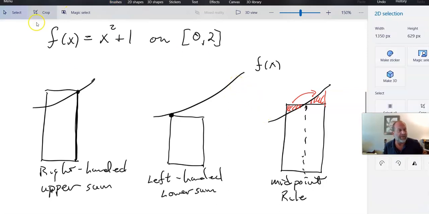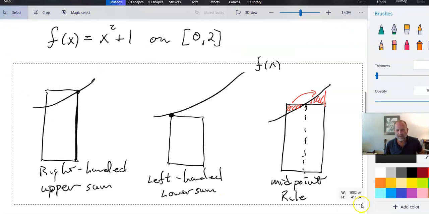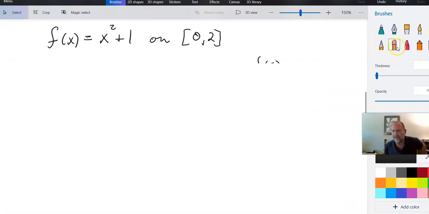Oops, I don't want to do that way. Let's go back. There we go. Let's just do this. There we go. Sorry, I'm muttering to myself like a crazy person.